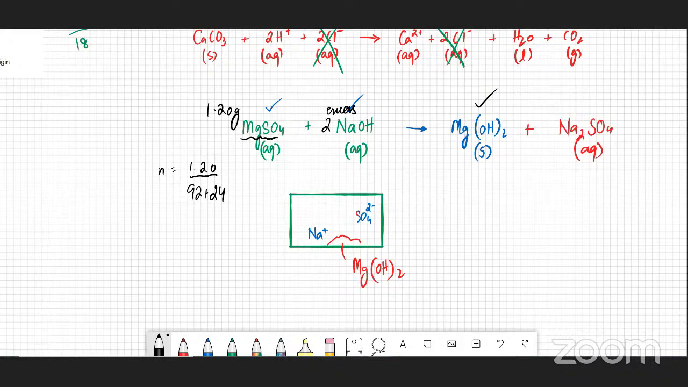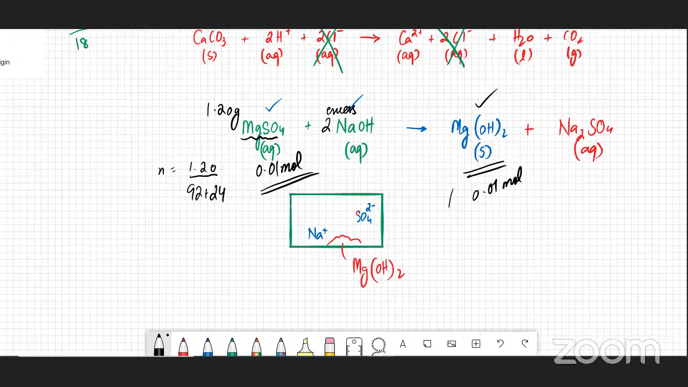0.01. That's 0.01 moles. Okay, so you're getting 0.01 moles of this. So in the other product, what will the moles be? The same ratio. It's going to be 0.01 moles as well.